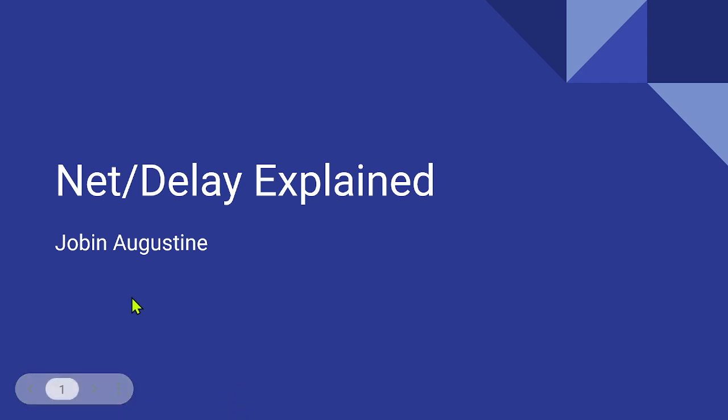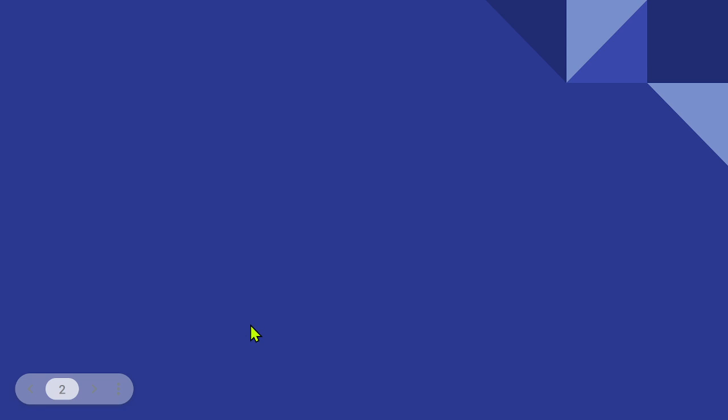This is a quick explanation of what is a net or delay wait event which you might see in the PG Gather reports. I'm Jobin Augustine, and quickly to the content.